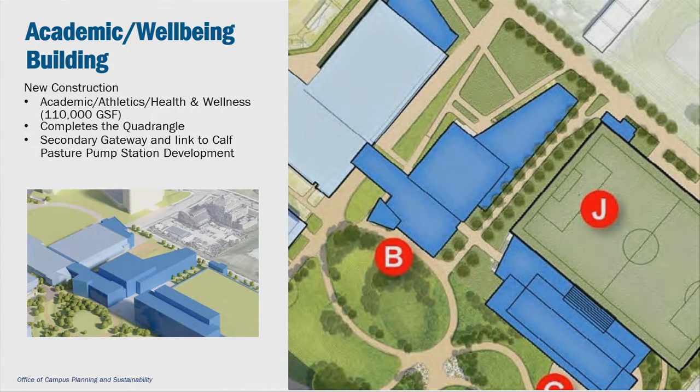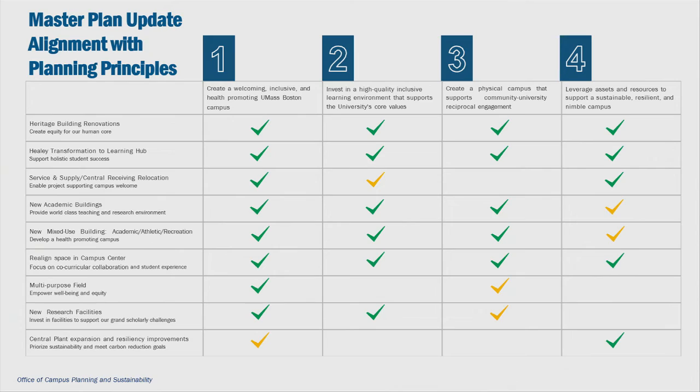The second piece is to create an academic building between Clark and the field, and this could be a place where we begin to think about replacing our campus rec center, creating more space for some of our colleges, and also possibly creating a secondary entrance into the Calf Pasture Pumping Station development site.